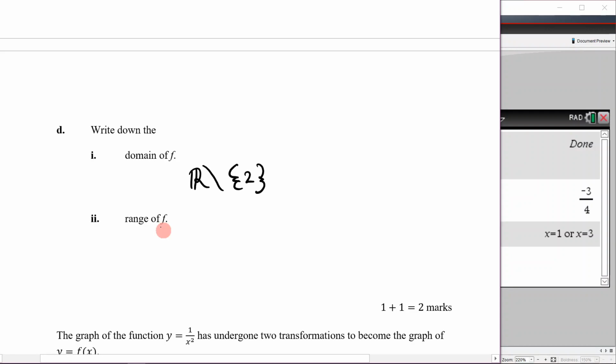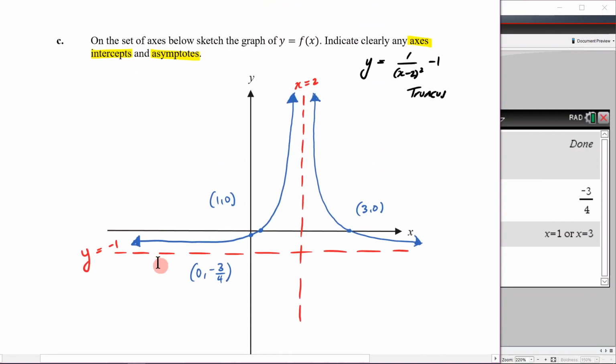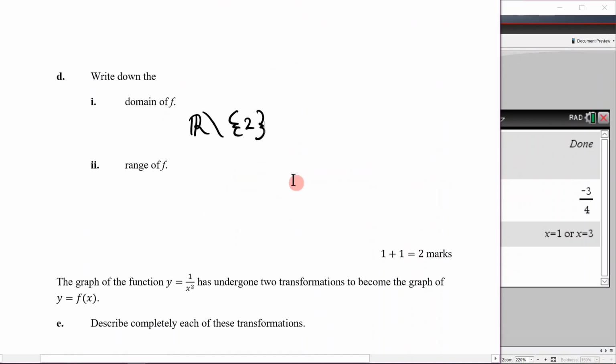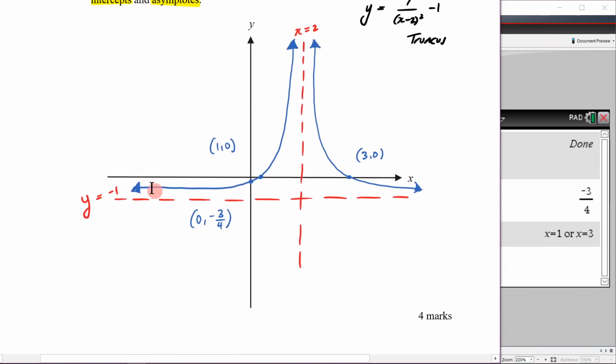For the range, remember range is all the possible y values. Y doesn't exist below y equals negative 1, but then it exists everywhere above it. So I would say negative 1 to infinity. But you don't include negative 1 because negative 1 is the asymptote, so nothing exists there. But everything above that, there are y values, but nothing here.